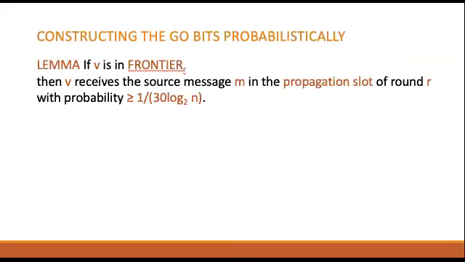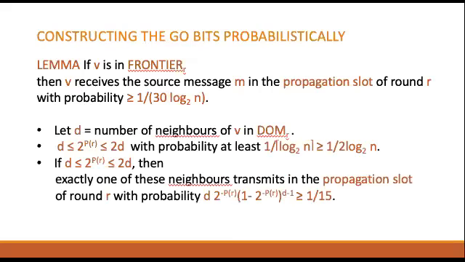If node v is in the frontier, then v receives the source message m in the propagation slot with probability Omega of 1 over log n. This part of our algorithm is related to the randomized decay algorithm for those of you who are familiar with it, and it has similar performance. Now let me prove this lemma. Since there are log n choices for p, the probability that p lies between d and 2d is at least 1 over log n, where d is the number of neighbors of v in the dominating set. An extra factor of 2 arises to get rid of the ceiling.